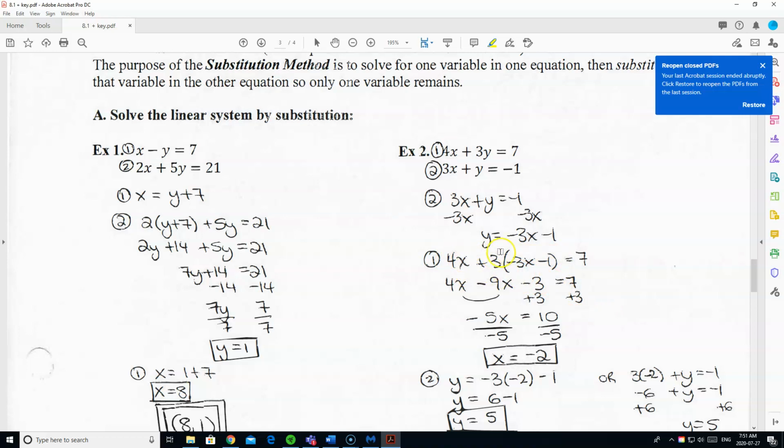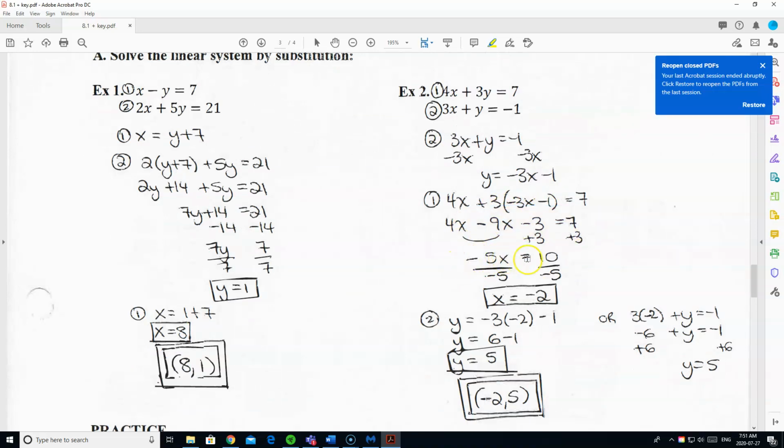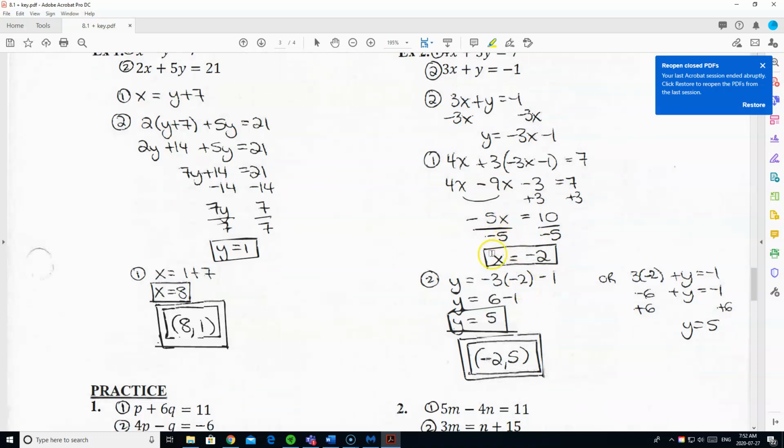So 4x plus -3 times 3 is -9x. 3 times 1 is -3, equals 7. And then you have that here. And now you just collect like terms. And then you'll have -5x equals 10, right? Because you're just doing the basic algebra. -5x divided by -5 equals 10 divided by -5. Here we're just trying to get rid of the -5 off the x. And x equals -2. Okay, so once you have x equals -2, right?